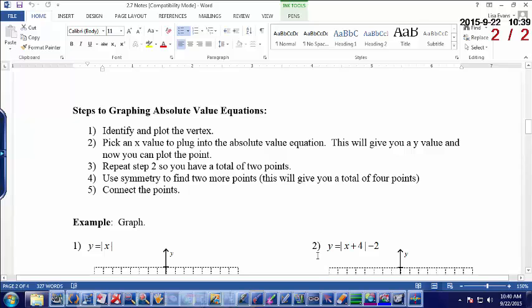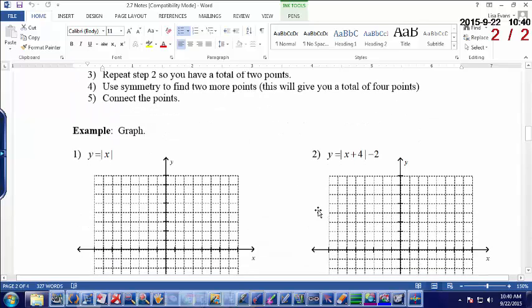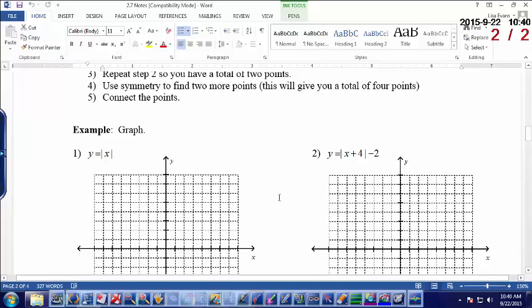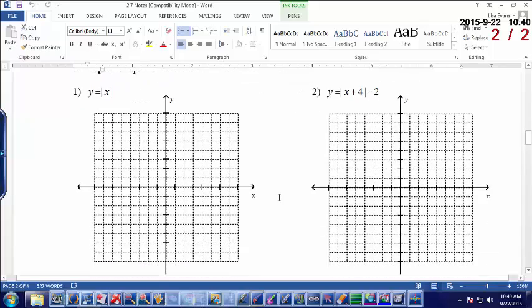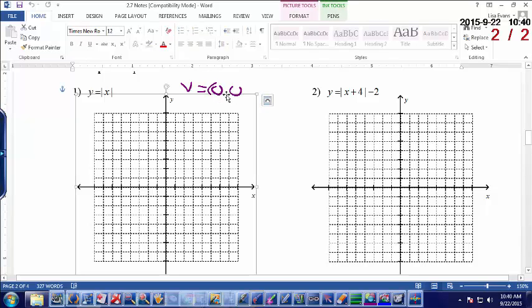Okay, so here are the steps to graphing. Step 1: identify and plot the vertex. In this case, I don't see a shift, so I know that my vertex is (0, 0). So my vertex in this problem is (0, 0), and I'm going to go ahead and plot (0, 0).